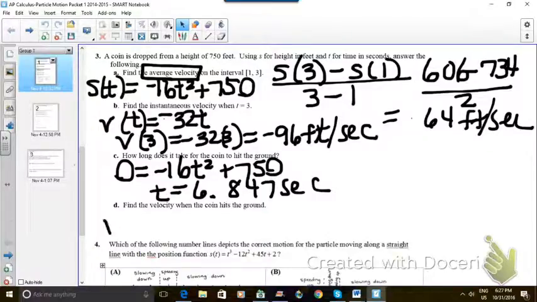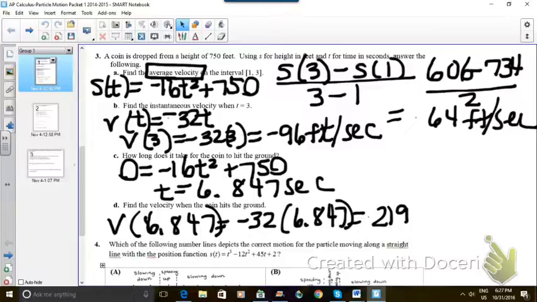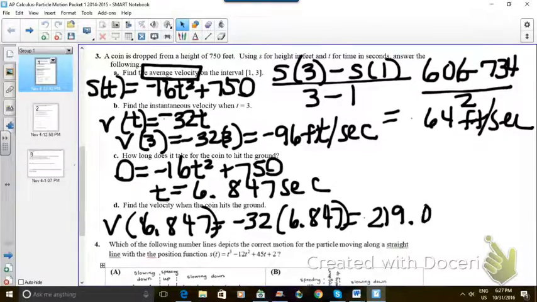We're going to plug in our value then. v of 6.847 seconds, negative 32 times our value. We get approximately negative 219.089 feet per second.